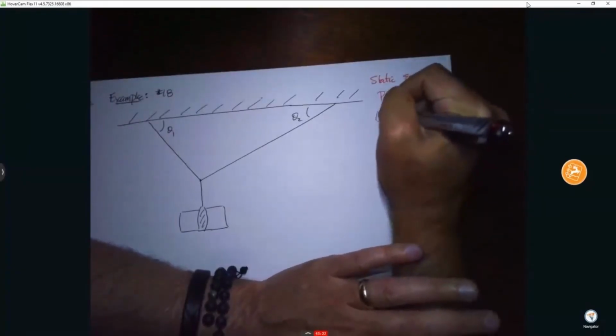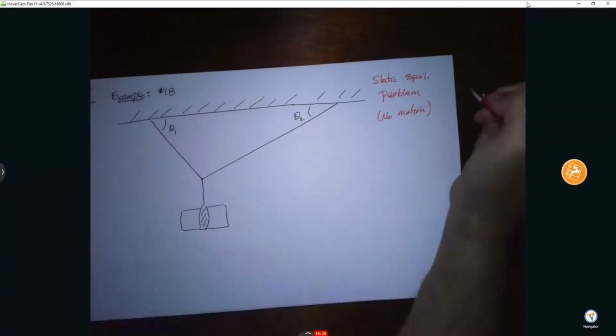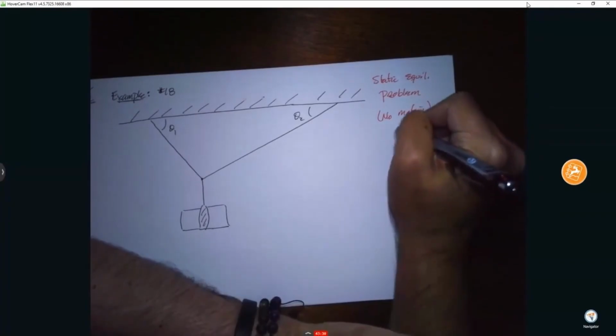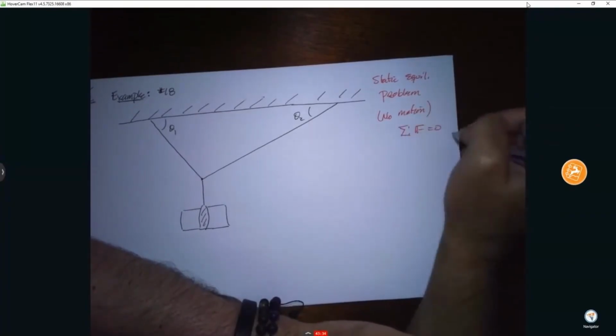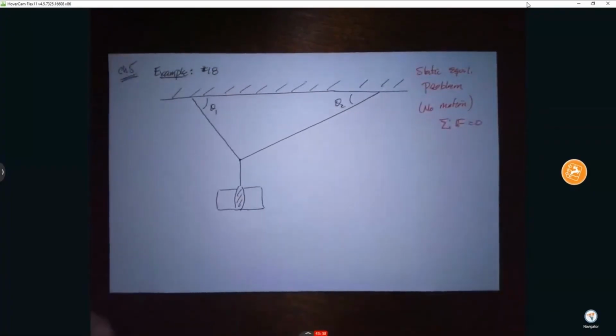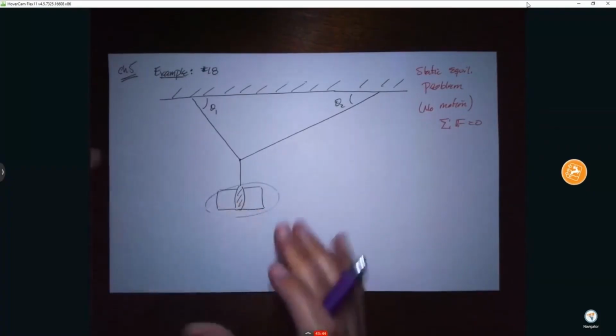And we can tell that because there's essentially no motion. Okay. And since we're in static equilibrium and there's no motion, then our equation will just be that the net force is 0 in any of the component directions. Okay.